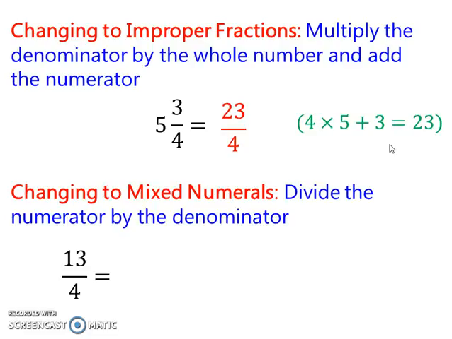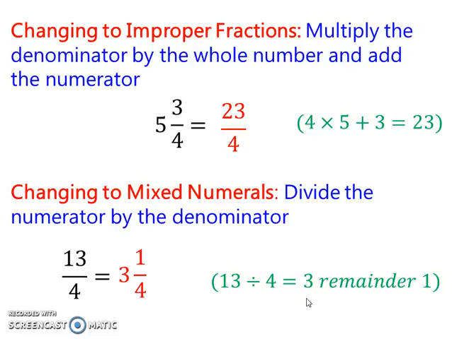When we're changing to mixed numerals, going back the opposite way, we use the idea of how this line again means division. So divide the numerator by the denominator. 13 divided by 4 is 3 with a remainder of 1. So the whole number is the answer to the division, and the remainder is what goes on top of our fraction. You can see that the denominators of both kinds always stay the same.